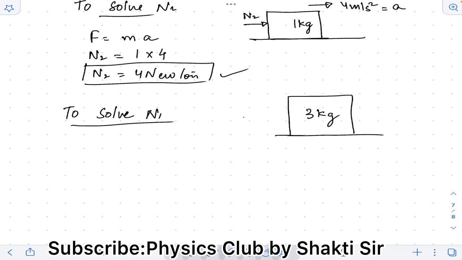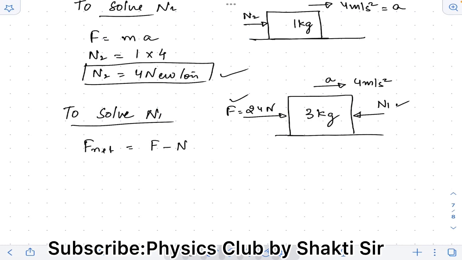Here we have the 3 kg block. Along the x-axis, a 24 Newton force is acting, and here N1 is acting due to the 2 kg block. So there are two forces acting on the 3 kg block, and it is accelerating at 4 meter per second squared towards the right. As the acceleration is toward the right, the force F is greater than N1. So the net force is F minus N1, which is 24 Newton minus N1.